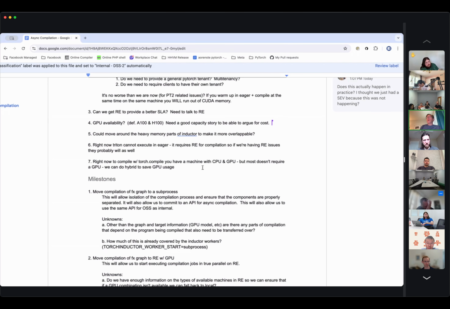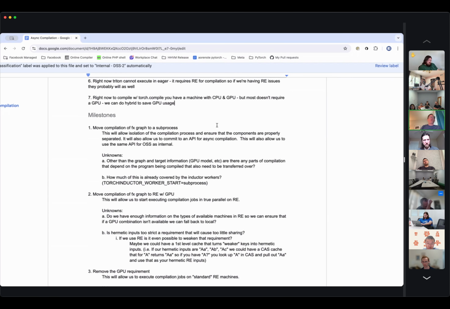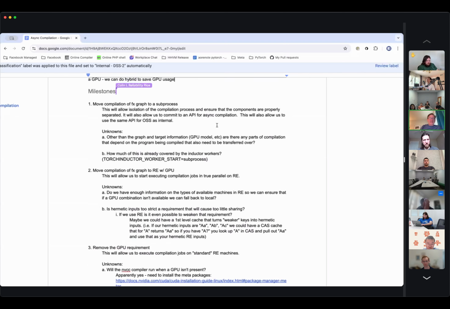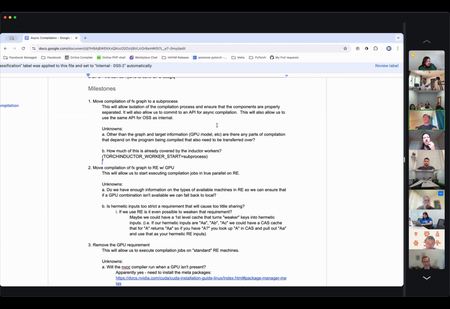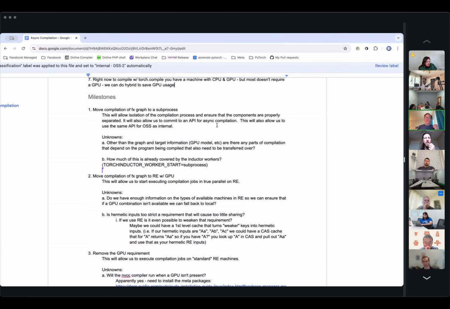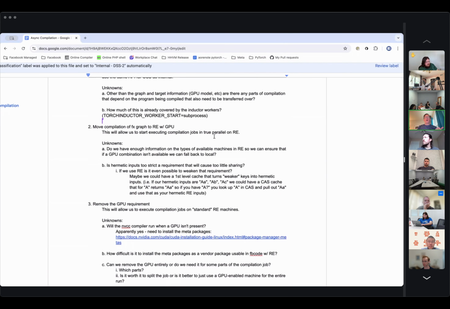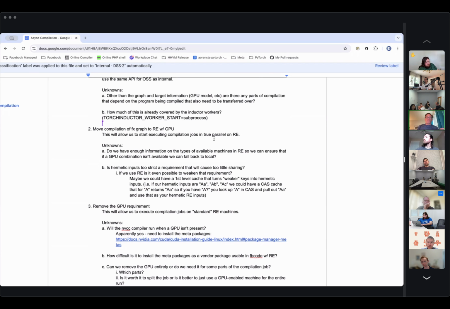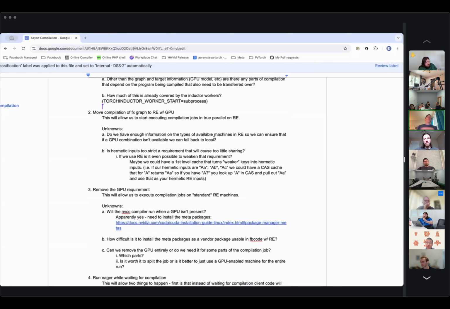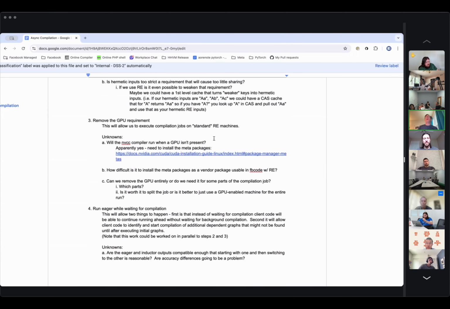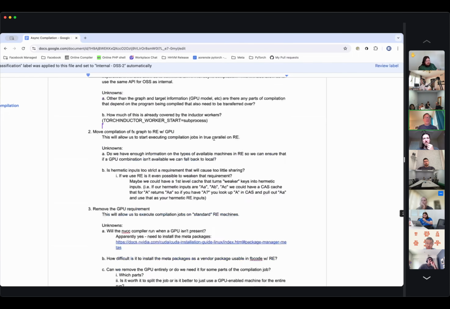Okay, so moving on, the next question is what are the actual milestones that we want to look for? There's basically 4 as I see it. I'm just going to run through what they are as a preview, and then we'll come back and see if people have comments or questions. It's basically moving the compilation of the FX graph to a sub-process, then getting that sub-process to actually run on RE, but with a machine that's got a GPU. Then removing the GPU requirement, and finally overlapping these things, running eager and async at the same time. Those are the 4 steps that I see.